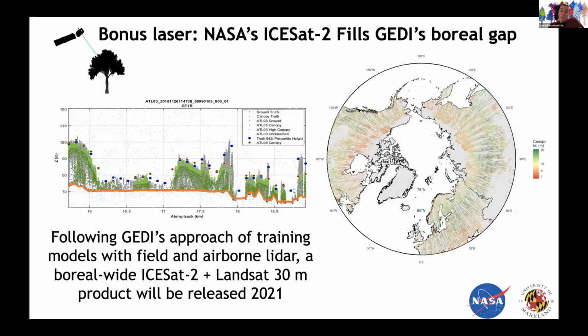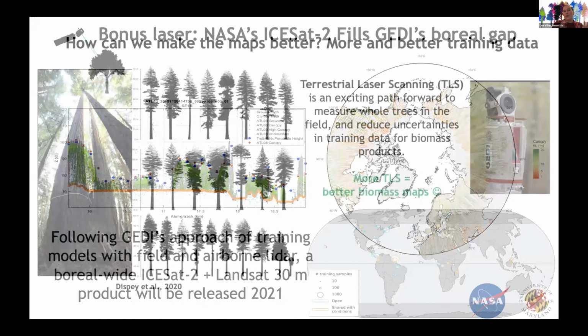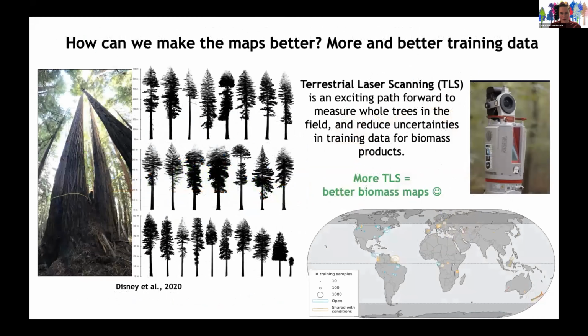So for those of you who might have noticed on the last slide that we're kind of capping the world around 50 degrees north, that's because the ISS doesn't go over the poles. I'm Canadian, so this was a problem for Canada, but we have a second NASA laser that we've essentially used to fill in that northern gap. It's called ICESat-2, and so with ICESat-2 and JEDI, we have these global biomass products.